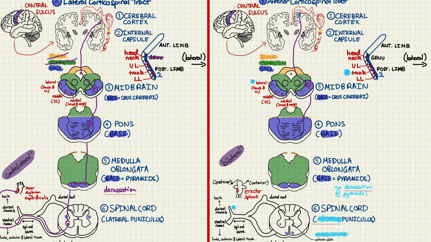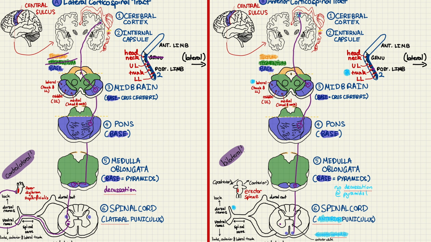And then I'm going to go down and I'm going to travel through the base of the pons. Again, base, because it's corticospinal. And then I'm going to reach the medulla, the base of the medulla, the pyramids. Now, this is the most important difference between the anterior and the lateral tract. The anterior tract does not decussate at the medulla. It instead continues down on the same side, the so-called ipsilateral side, and travels down the spinal cord, not via the lateral funiculus, but rather via another white matter tract known as the anterior funiculus. Pretty easy to remember. Lateral funiculus for lateral tract, anterior funiculus for anterior tract.